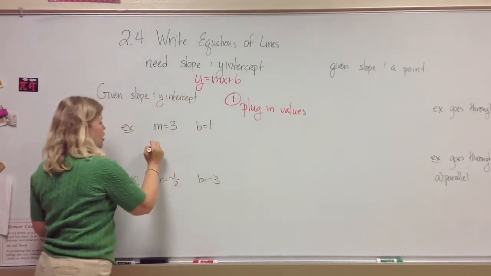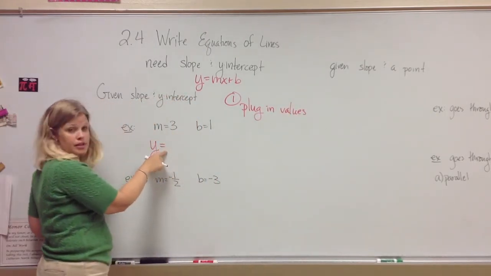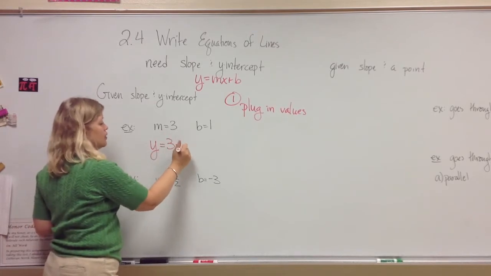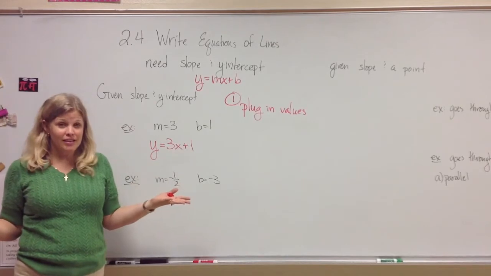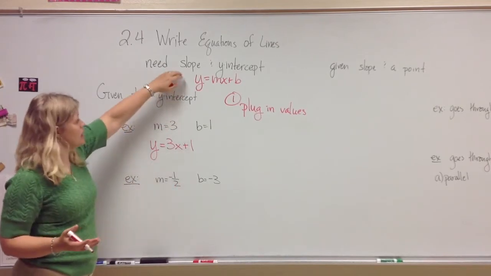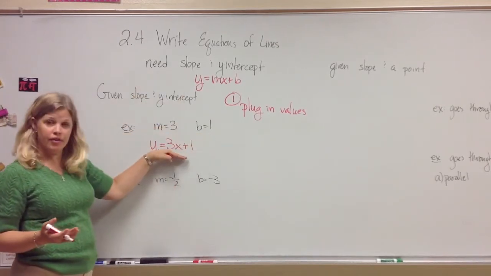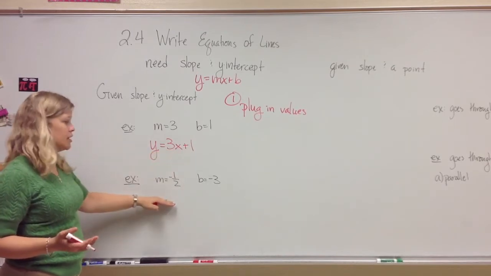So here we go. Y equals, what's the m? 3 goes with the x. What's the b? Plus 1. You're done. That's as easy as it is. You are needing slope and y-intercept. We have them. We plug them in. Let's go on to the next one.